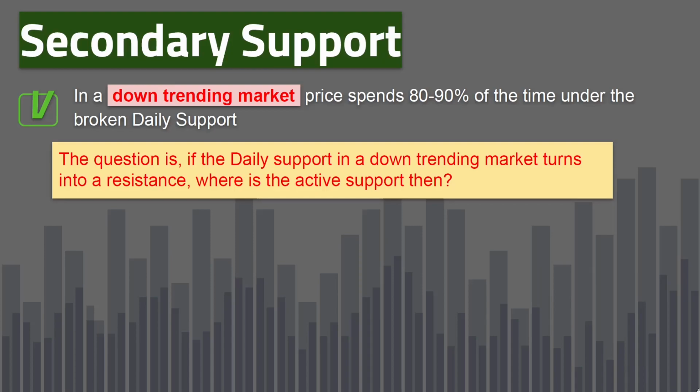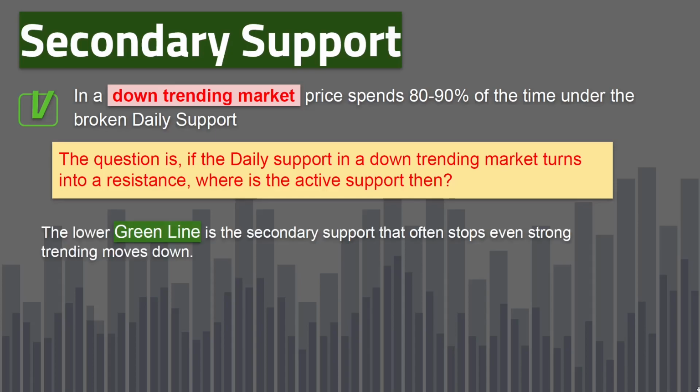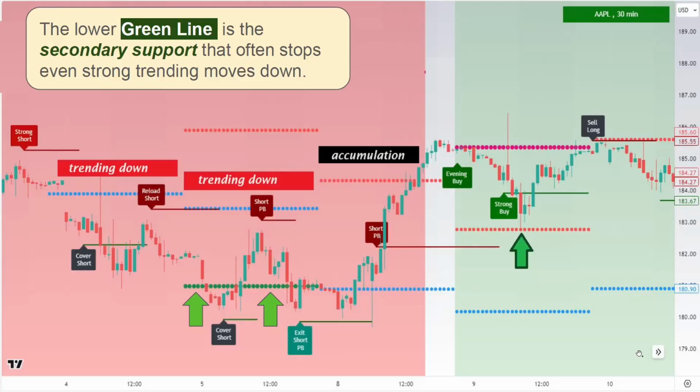So what is the secondary support? We know that in a downtrending market, price spends the majority of time under the broken daily support, the blue line, and the question is, if the daily support in a downtrending market turns into resistance, where is the active support then, where a short can be covered? And this is why the indicator calculates and draws the lower green line, which is what I call the secondary support, that quite often actually stops strong trending moves down, like it happened here in Apple.